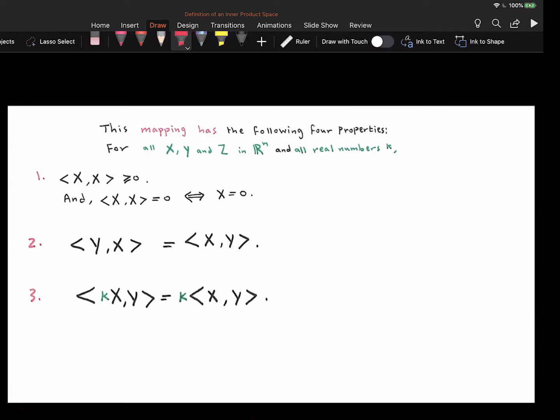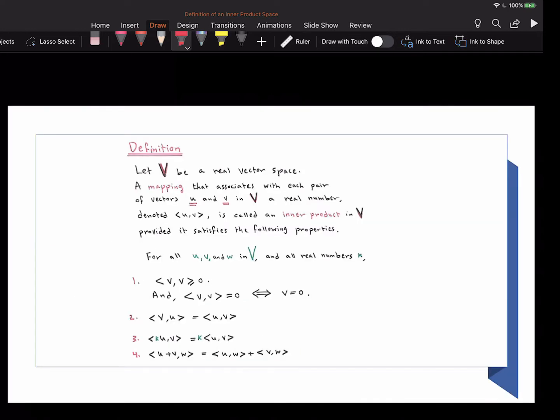Number four: if you have a sum of x and y vectors with the inner product to z, that will be like, if you want to call it distributive, the inner product between x and z added to the inner product between y and z. Definition.